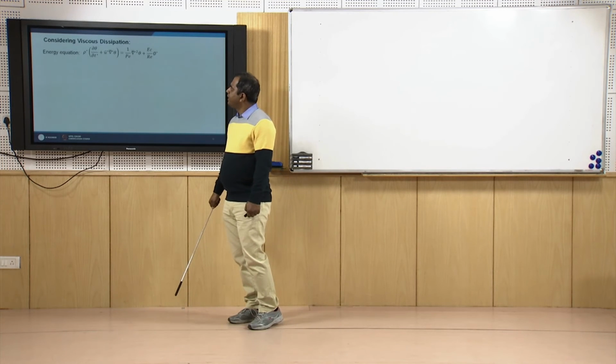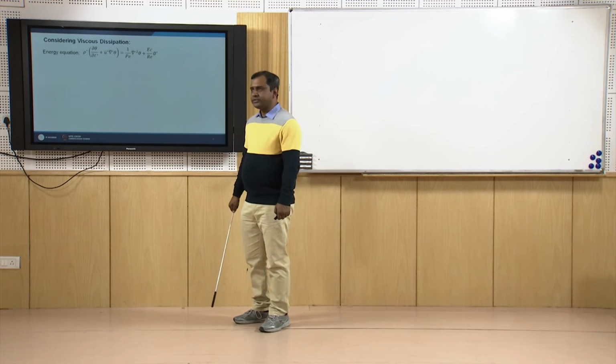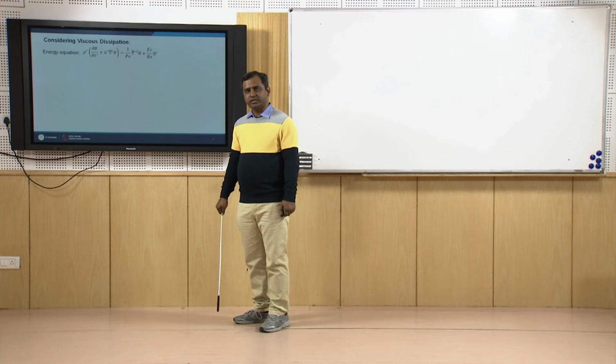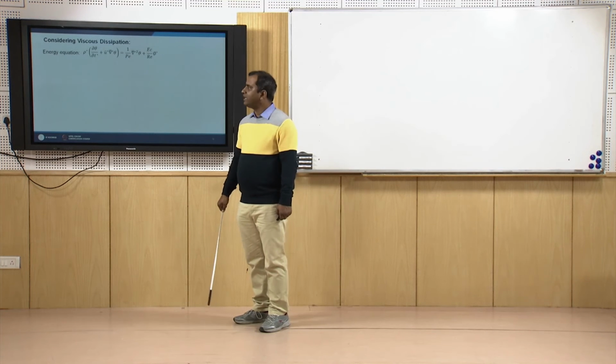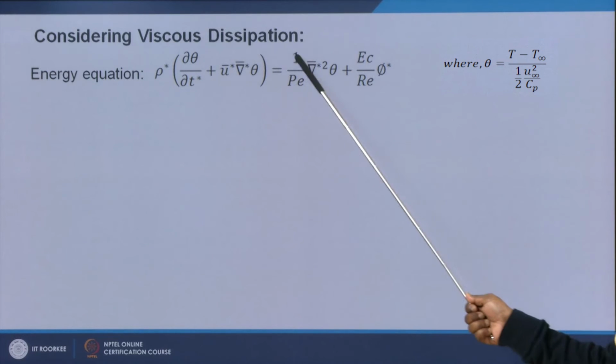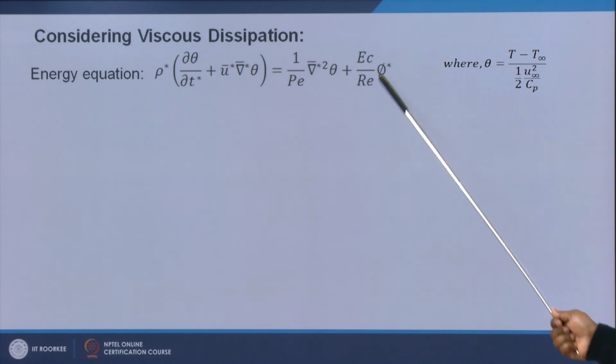Next, let us see how this equation is going to change whenever we have viscous dissipation. If you remember, till now we have eliminated the viscous dissipation by considering very low Eckert number cases. Here this is a very high Eckert number case. Let's say we have viscous dissipation which cannot be neglected, so this term will remain over there.